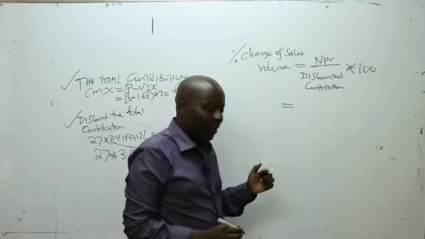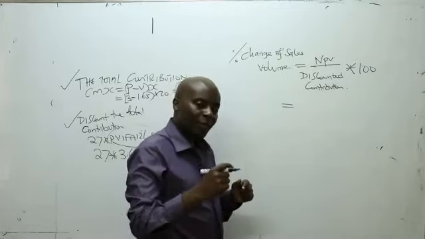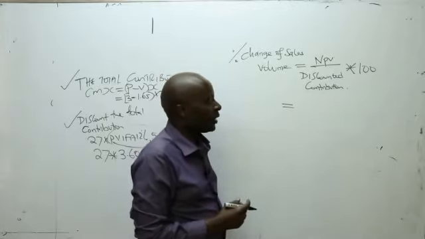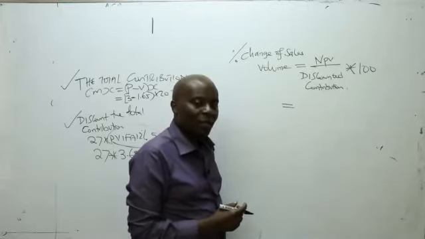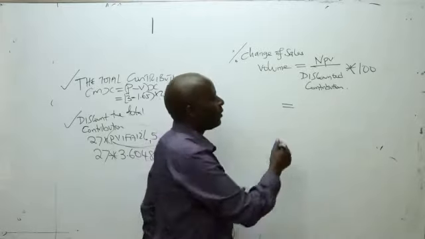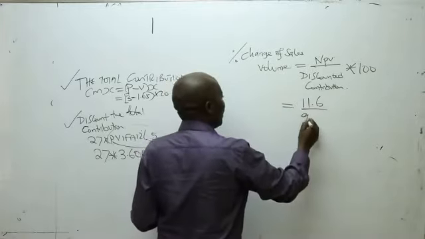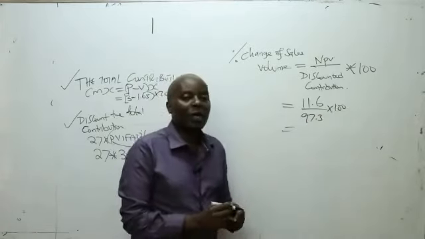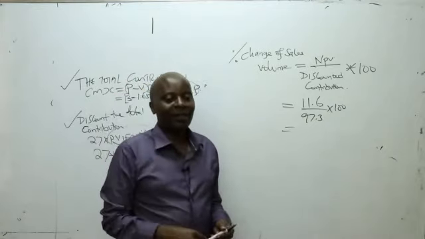Remember, we had computed the net present value of this project earlier on up there, and we got 11 point something. Is there anybody who is able to remind us of that net present value? 11.6. So I'll put 11.6 divided by this discounted 97.3, and then times 100. If we are correct, whatever figure we get here will be the same figure as the one we got using the other method.